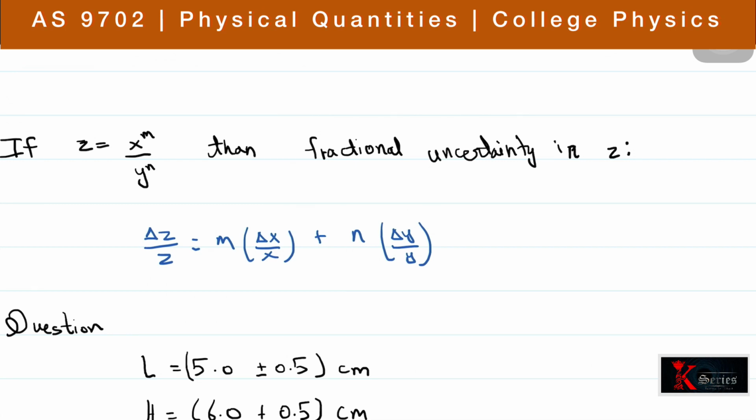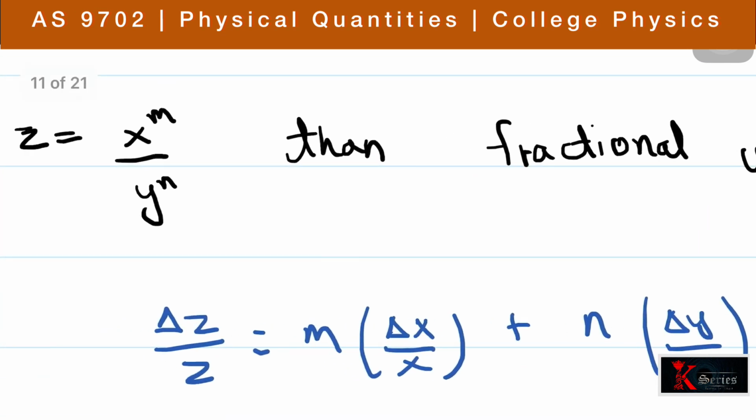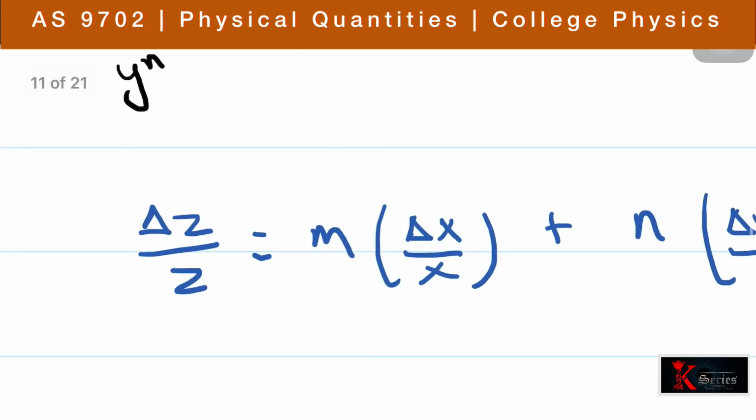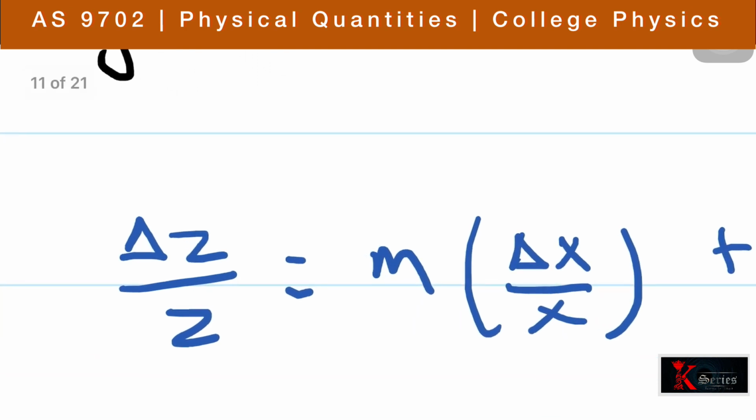So what we've done here, we've basically multiplied the power of x, which was m, with the fractional error in x. So the power will be multiplied by the fractional error in this situation, plus n, which was the power of y, is multiplied by the fractional error in y. So it is m multiplied by the fractional error in x plus n multiplied by the fractional error in y. And in this way, after adding these fractional errors, we'll be multiplying it by the true value of z in order to find the absolute uncertainty in z.